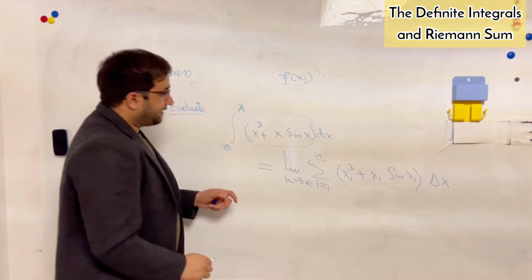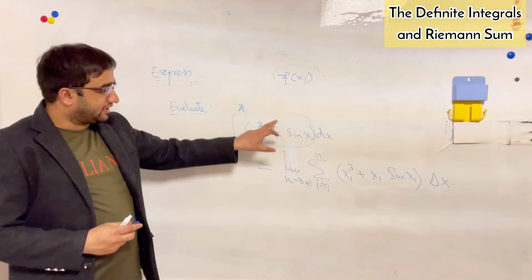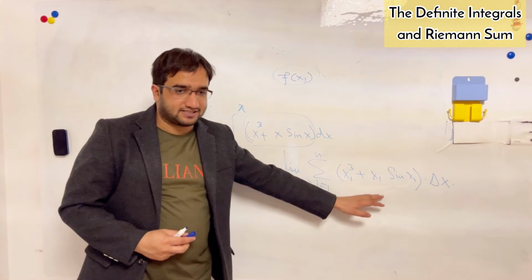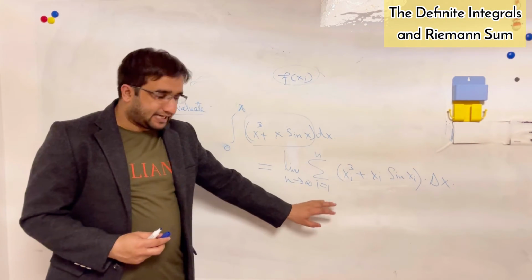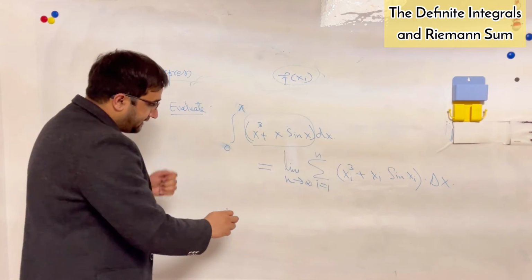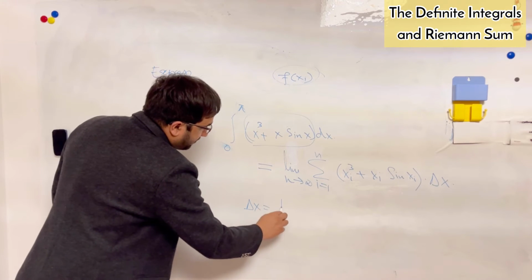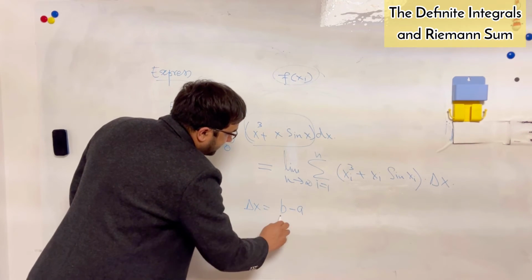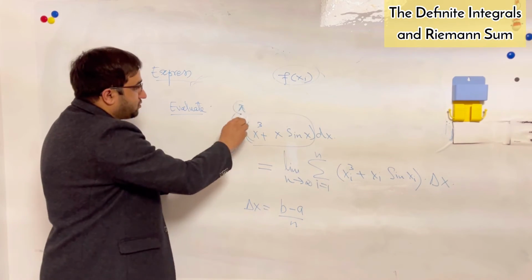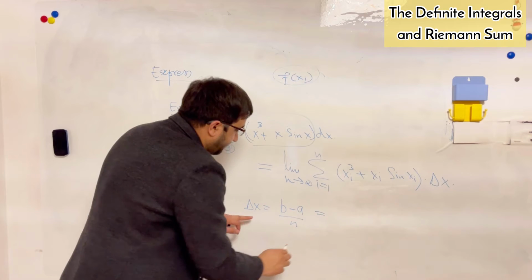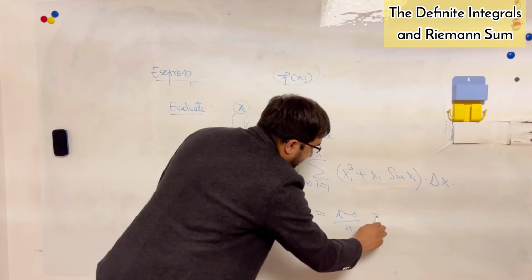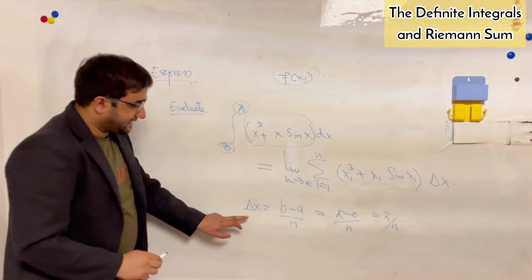So now I gave you this thing, you converted it into Riemann sum. Now you know how to solve this, the Riemann sum. You can assume any n. You don't need to separate the intervals. You know that what is delta x? Delta x is equal to b minus a divided by n. In this case, a is 0, b is pi. So pi minus 0 divided by n. So it is pi by n. So this is delta x.